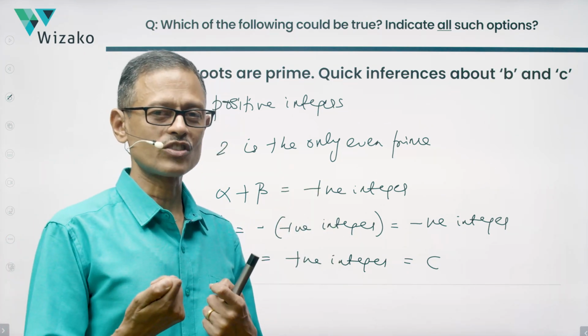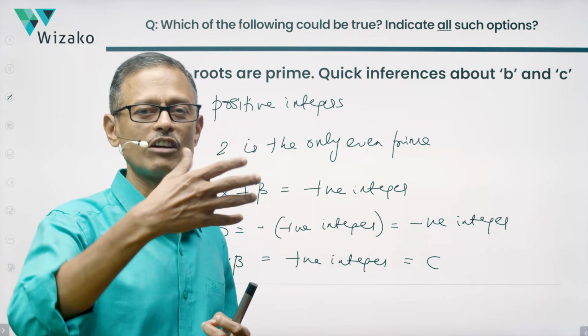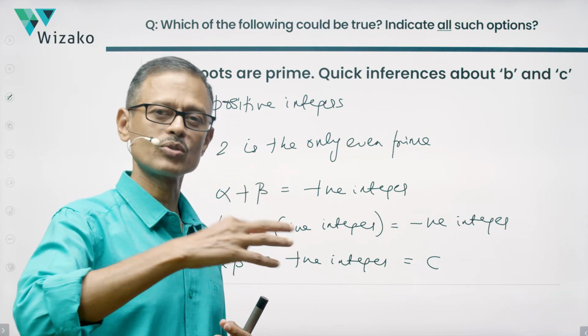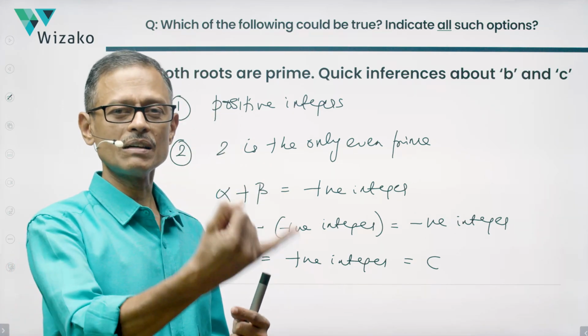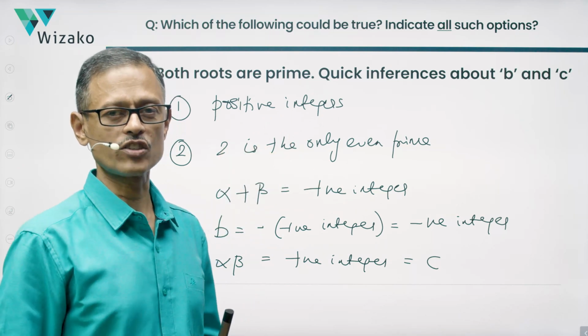Let's now take a look at the answer options and find out which of the following can never be true, which of the following can be sometimes true, and which of the following will be always true. Sometimes true and always true will be a part of our answer options.